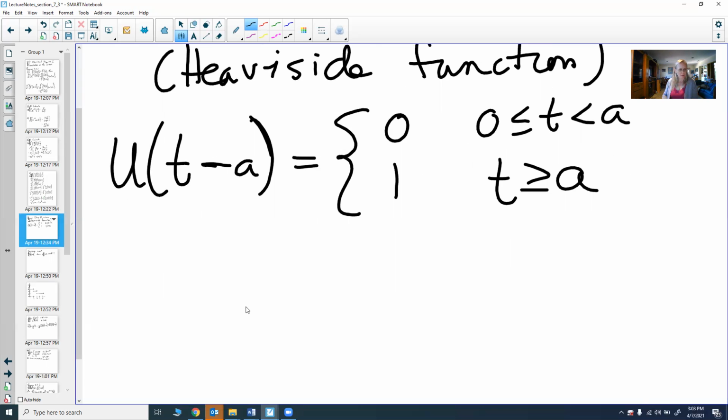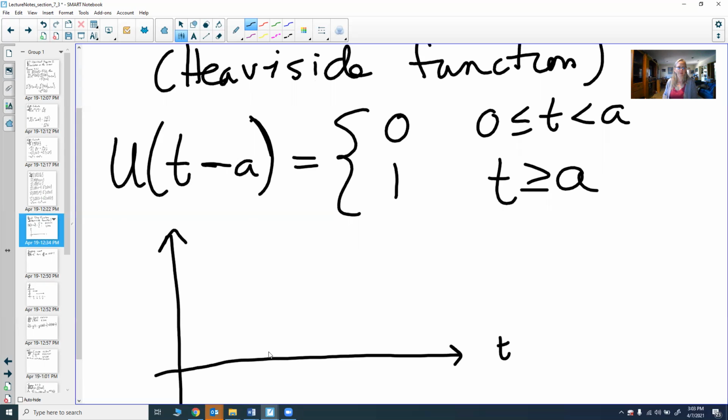This function looks like, if I were to draw this, so this is your t-axis. Here's 1. So from 0 to a, let's say a is here, when t is from 0 to a, you're going to be 0. So from here to a, you are the number 0. Once you get to a, you're going to suddenly jump up here to the number 1. And then we go from here on. So this is what the Heaviside function looks like.